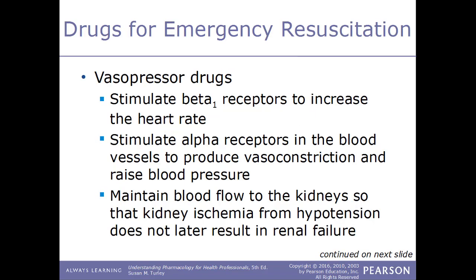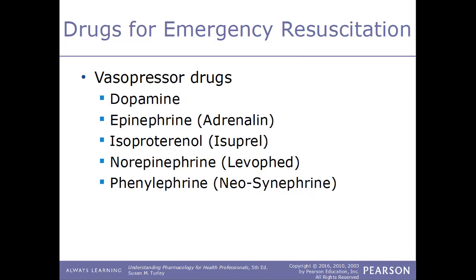Some other drugs that could be used for emergency resuscitation are vasopressor drugs, and these act by stimulating the beta-1 receptors to increase the heart rate. They also act by stimulating alpha receptors in the blood vessels to produce vasoconstriction and to raise blood pressure. And they also maintain blood flow to the kidneys so that a kidney ischemia from hypotension does not later result in renal failure. See some examples of vasopressor drugs: dopamine, epinephrine, isoproterenol, also known as Isuprel, norepinephrine, also sold under the trade name Levophed, and phenylephrine, sold under the trade name Neo-Synephrine.